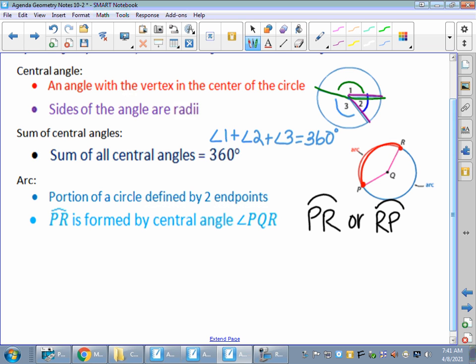Now arc PR is formed by this central angle. If I wanted to talk about a central angle, Q is the center of the circle. So the radius QR and the radius QP form an angle. This would be the central angle. And arc PR that ends with those two radiuses is the arc itself. So the angle is inside the circle. The arc is the actual part of the circle. So keep an eye out for those two things. They're very different, and we're going to treat them differently, and we're going to talk about them differently.